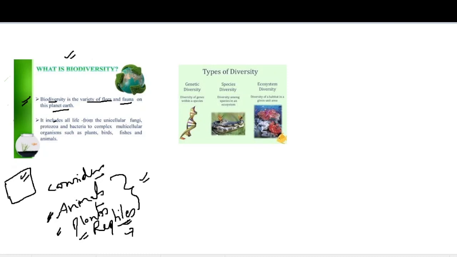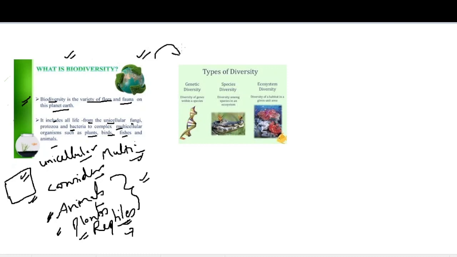What does it include? It includes all life forms, from unicellular organisms such as fungi, bacteria, and protozoa, to multicellular organisms such as plants, birds, fishes, and animals. Whether it is unicellular or multicellular, all become a part of biodiversity. Now, we have understood the concept of biodiversity.